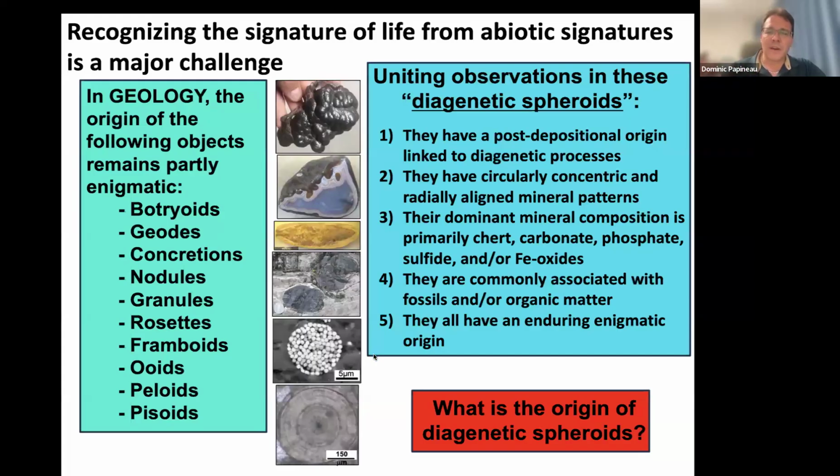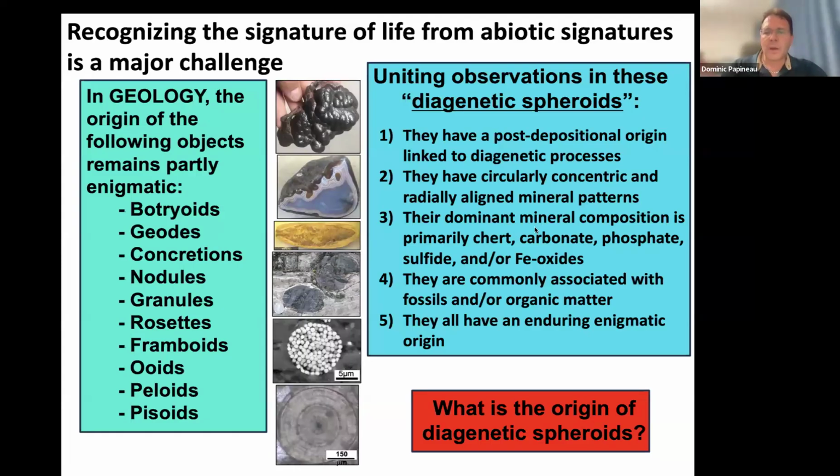And these objects have 5 different criteria that are linking them all into what I like to call diagenetic spheroids. Diagenetic, first of all, because all of these objects, that they be rhomboids or ooids or nodules, concretions, geodes, and botryoidal minerals, they all are suspected to have post-diagenetic origin linked to these diagenetic processes that are happening after sedimentation. They all have this circularly concentric geometry as well as radially aligned mineral patterns that makes them spheroids. So that's why I use the term diagenetic spheroids.